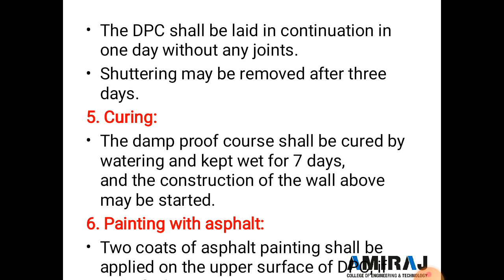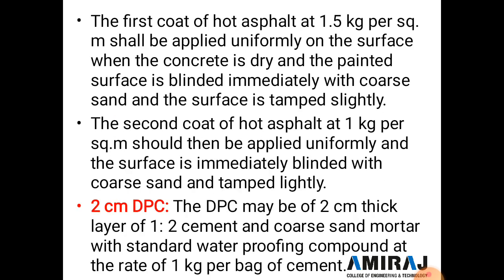Now painting with asphalt is the sixth specification. So two coats of asphalt painting shall be applied on the upper surface of the DPC, and the first coat of hot asphalt of 1.5 kg per square meter shall be applied uniformly on the surface when the concrete is dry, and the painted surface is blinded immediately with coarse sand, and the surface is tamped tightly. And the second coat of hot asphalt of 1 kg per square meter should be applied uniformly on the surface immediately.